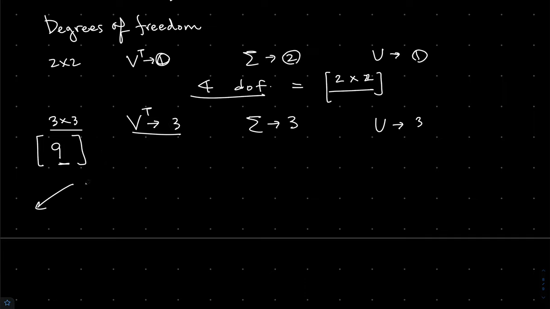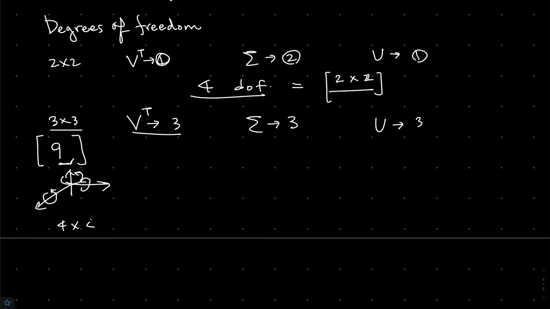Yes, because if we draw the three dimensions, we can have rotations along this axis, rotations along this axis, and rotations along this axis. These three types of rotations, often called yaw, roll and pitch, have 3 degrees of freedom. So 3, 3, 3, 9 degrees of freedom, which equals the 9 elements in the 3 by 3 matrix.